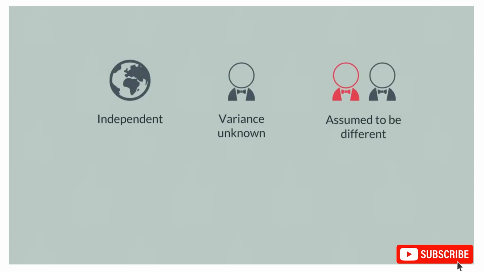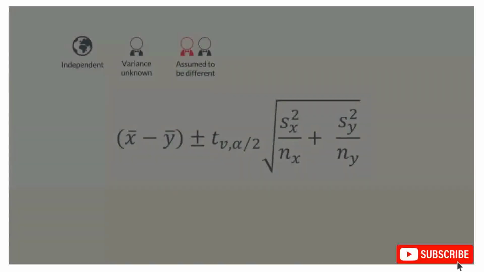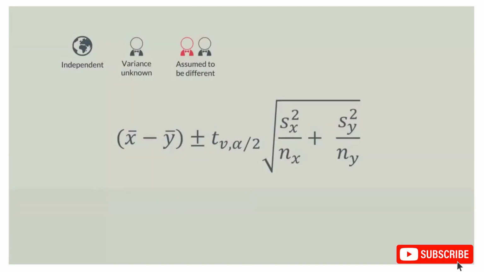You can think about comparing apples and oranges. You've heard the expression, right? Well, in statistics, if you actually want to compare apples and oranges, this is the right way to do it. Here's the confidence interval formula. Once again, we have the differences of the means of the two samples. The variances are the sample variances of each of the two variables, and here are the respective sample sizes.